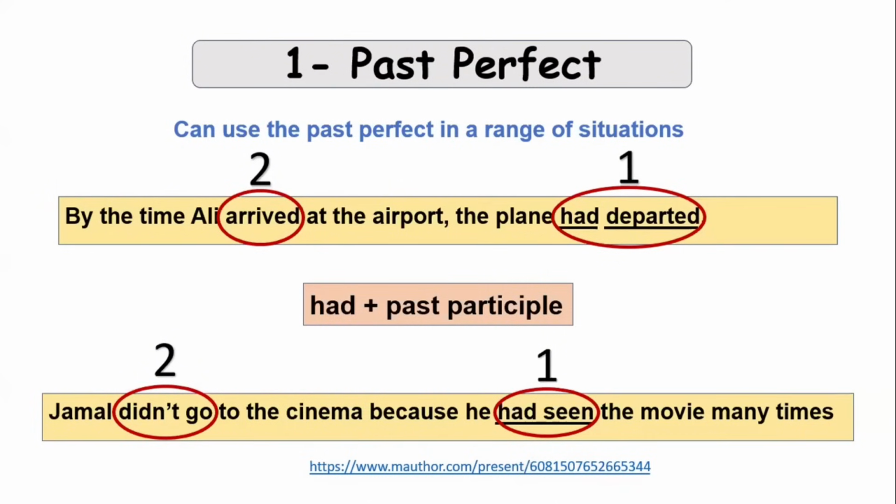Okay, so he had seen the movie many times before. كان قد رأى الفيلم, so he didn't want to go to the cinema. لذلك لم يذهب للسينما. It makes sense, right?